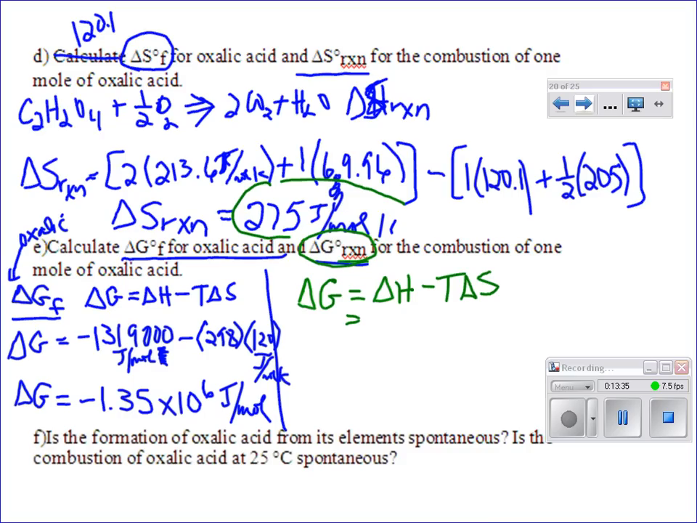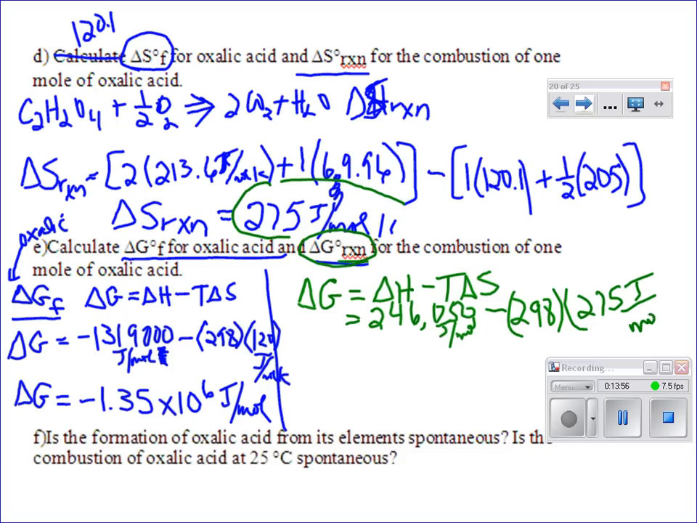All right, so my delta H was, I'm going to change that to joules as well, 246,050. And this is joules per mole. And then minus, we're still at 298. And the delta S of reaction that I just solved for was 275. And so I get 165,000 joules per mole.